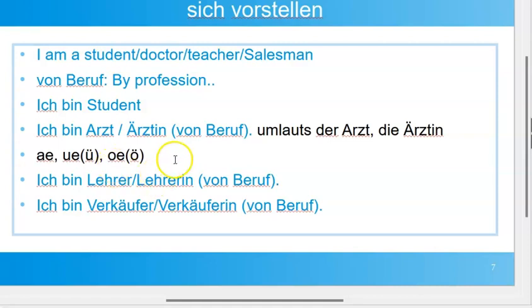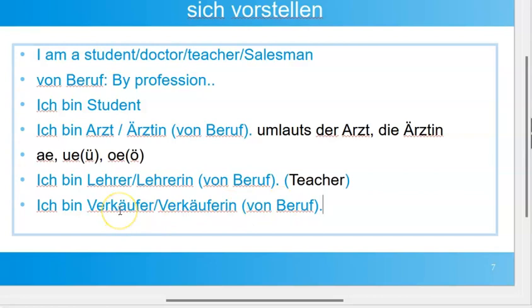So we can just say, ich bin Lehrer von Beruf, ich bin Lehrerin von Beruf. What is Lehrer und Lehrerin? That is a teacher. Similarly, if you're a salesman, you want to describe your profession as a salesman, you can say, ich bin Verkäufer oder ich bin Verkäuferin. Now you see the pronunciation also we have to learn as we learn this.